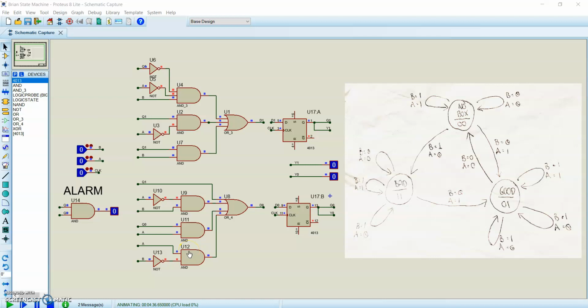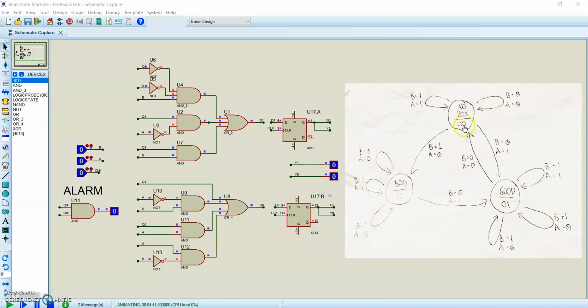Following on from last week, this week's task is to produce a cornflake box state machine sensor. On the left-hand side, you have your inputs, your clock, and your alarm. In the center, you have your outputs. And on the right-hand side, you have your state machine diagram.